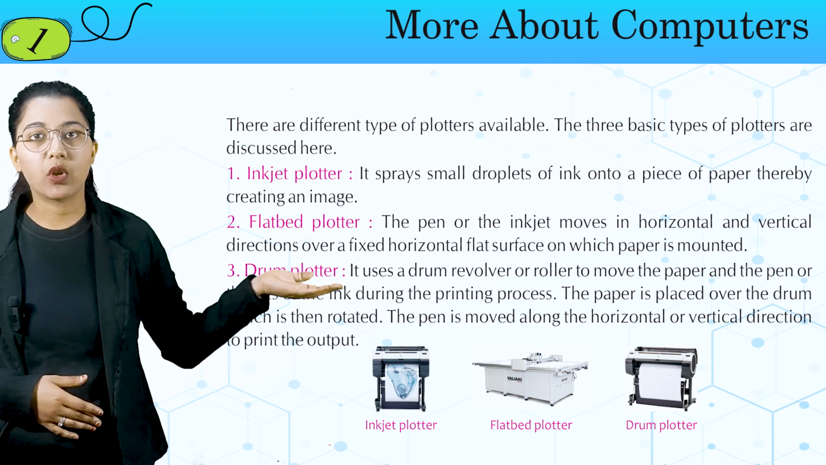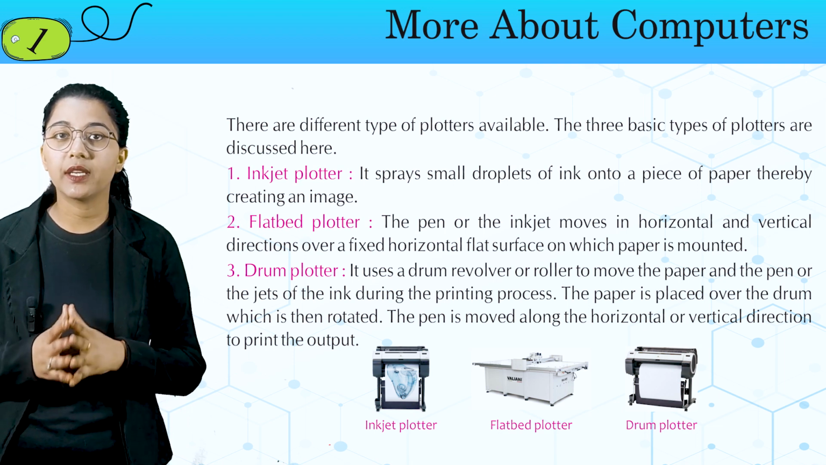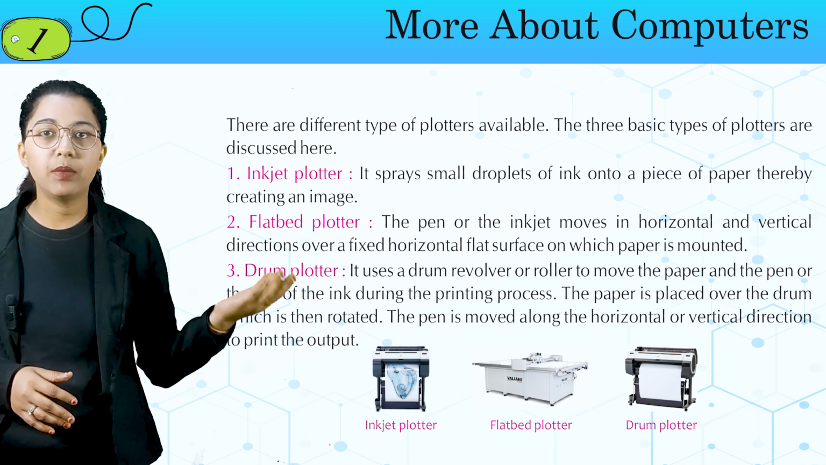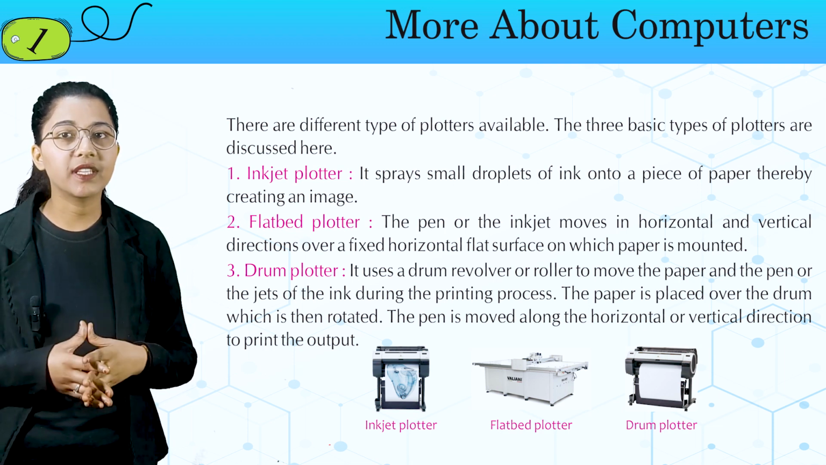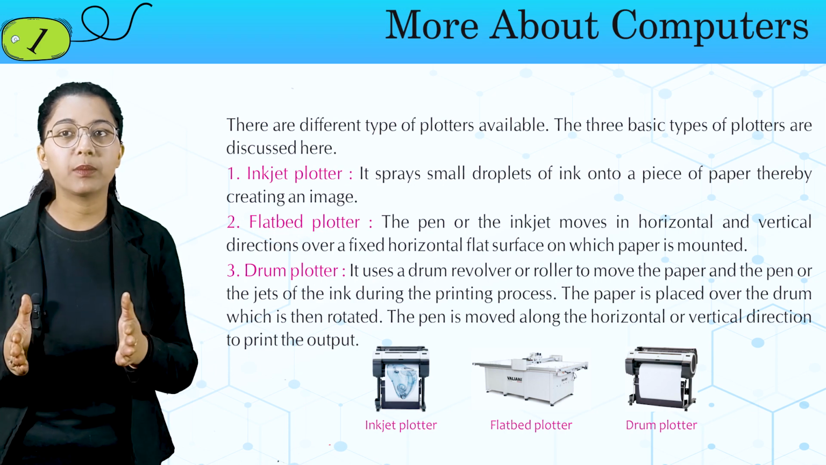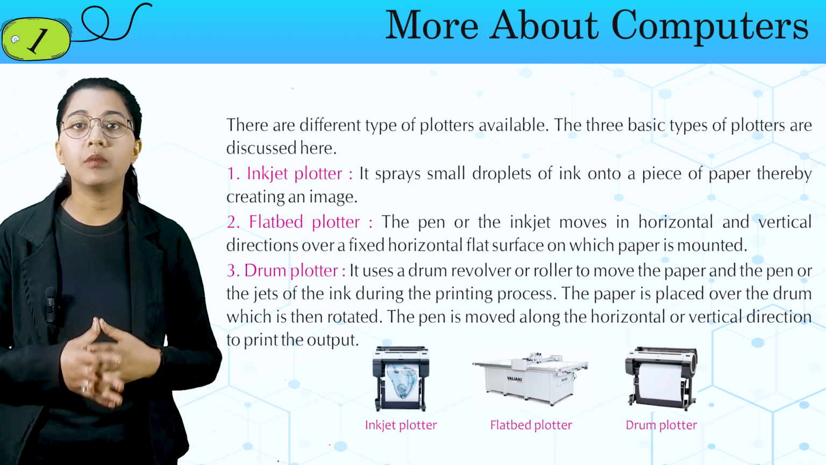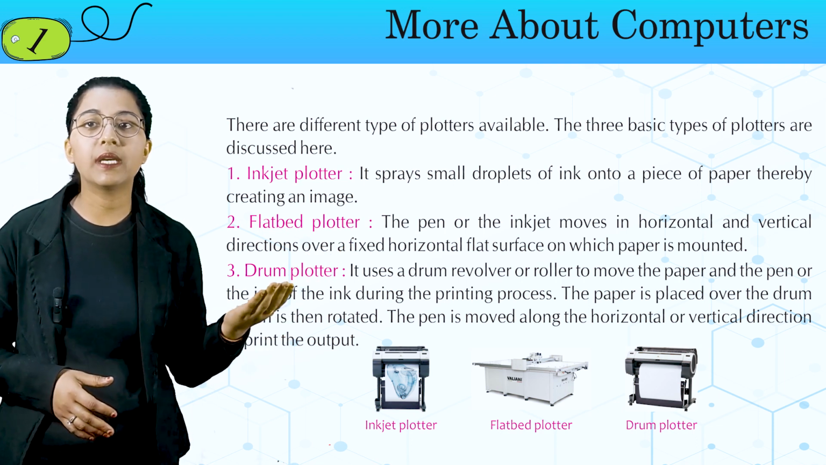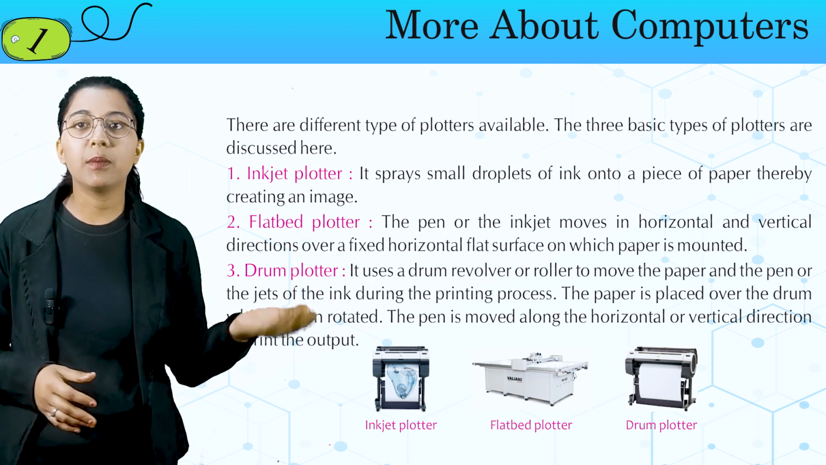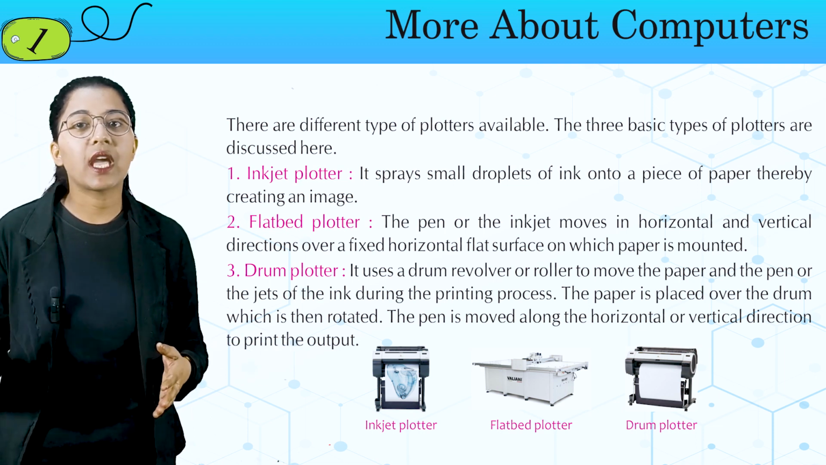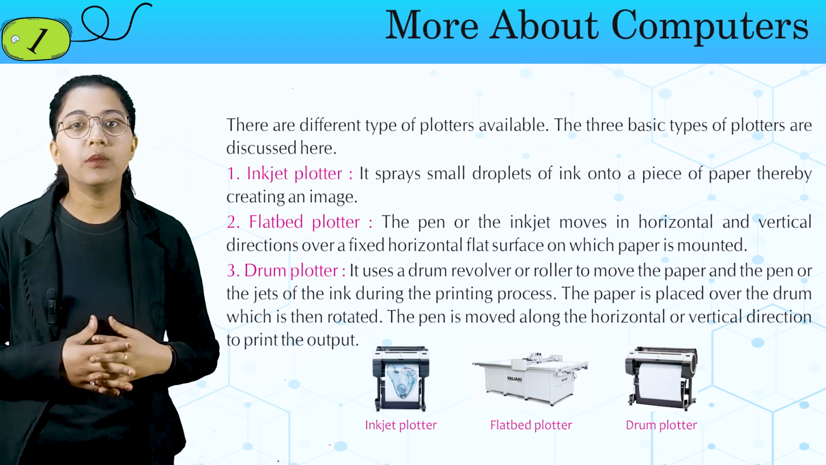First is inkjet plotter. It sprays small droplets of ink onto a piece of paper, thereby creating an image. Then we have flatbed plotter. The pen or the inkjet moves in horizontal and vertical directions over a fixed horizontal flat surface on which paper is mounted. Then third is drum plotter. It uses a drum, revolver or roller to move the paper and the pen or the jets of ink during the printing process. The paper is placed over the drum, which is then rotated. The pen is moved along the horizontal or vertical direction to print the output.